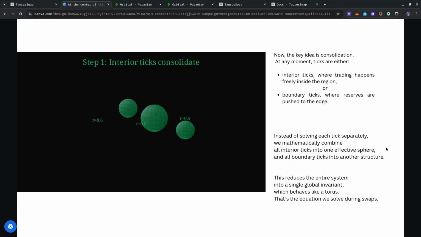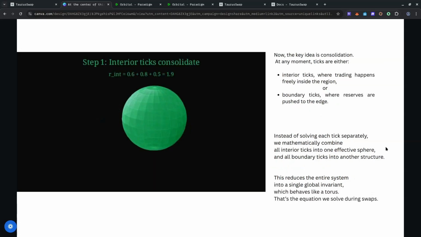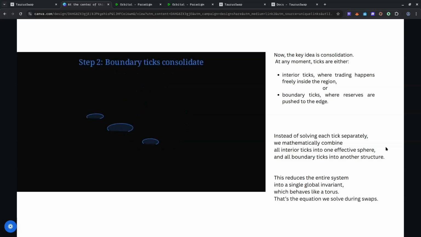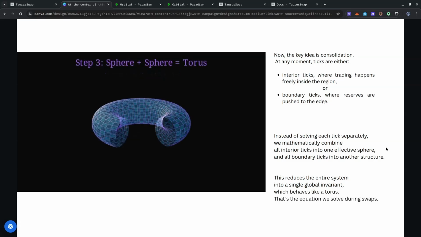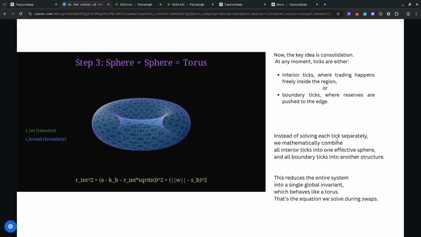Now the key idea is consolidation. At any moment, ticks are either interior ticks, where the trading happens freely inside the region, or boundary ticks, where the reserves are pushed to the edge. Now instead of solving each tick separately, we mathematically combine all of the interior ticks into one structure and all of the boundary ticks into another structure. Now this reduces the entire system into a single global invariant which behaves like a torus, and that is the equation that we solve during swaps.